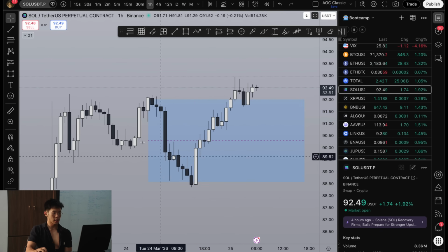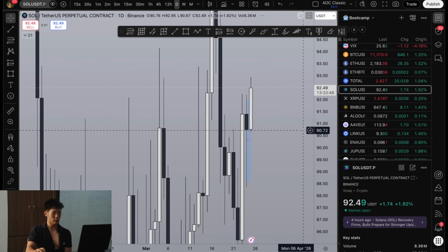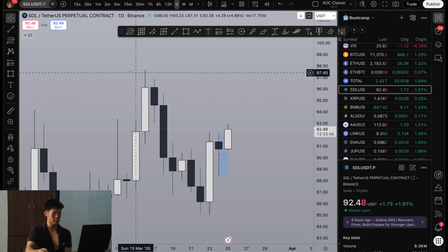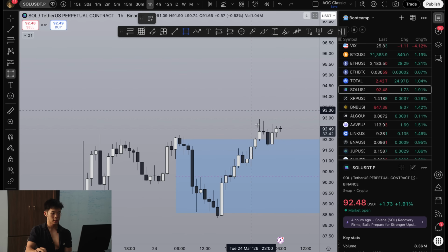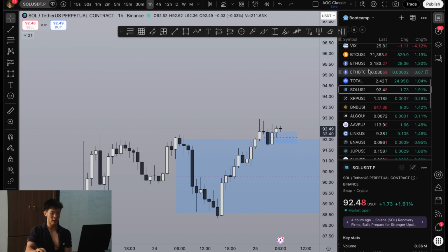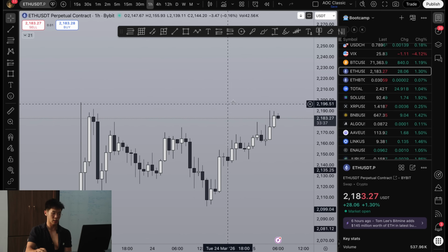Either way, in terms of Solana, you're looking at a bullish daily bias as well, and you're having a very similar setup. Essentially, you're just going to take advantage of this order block. As long as you target for 2R, I think today is going to be all good.